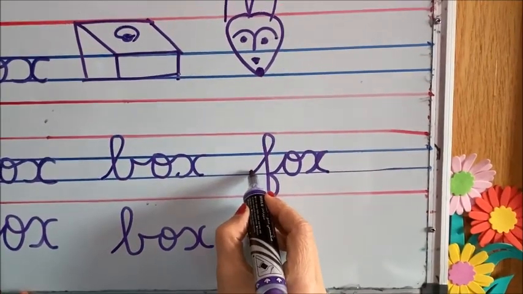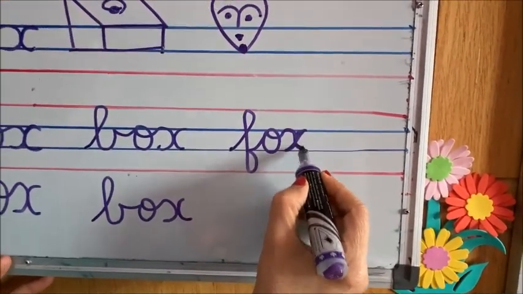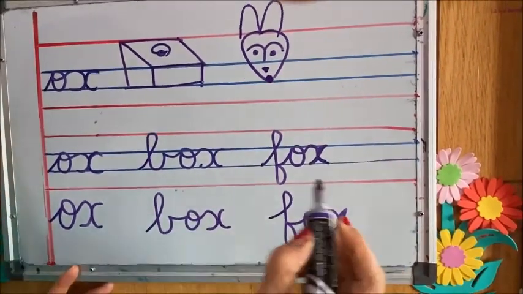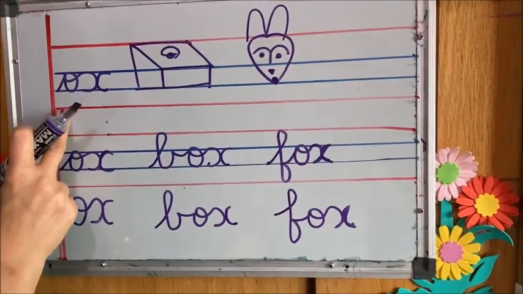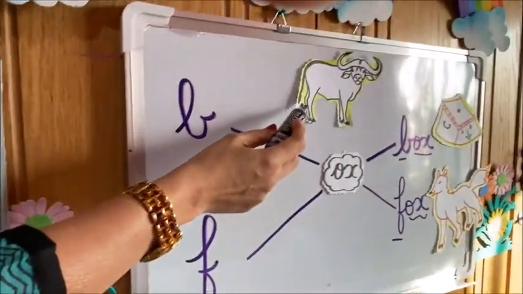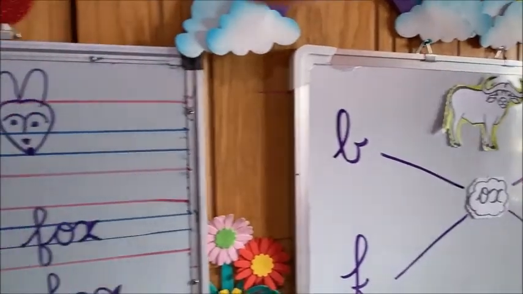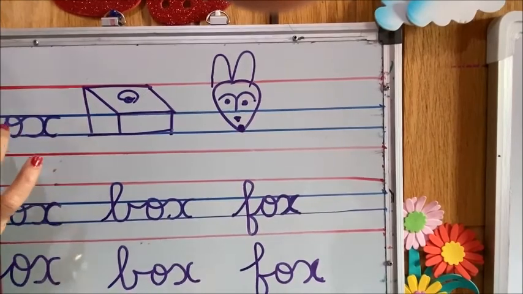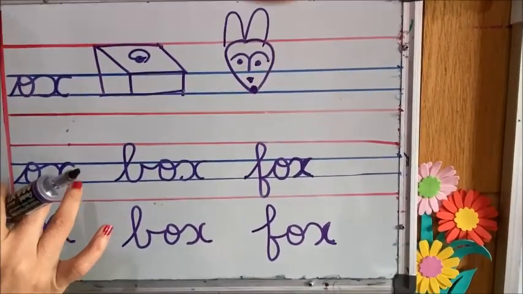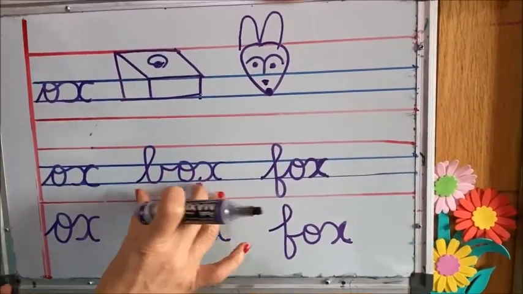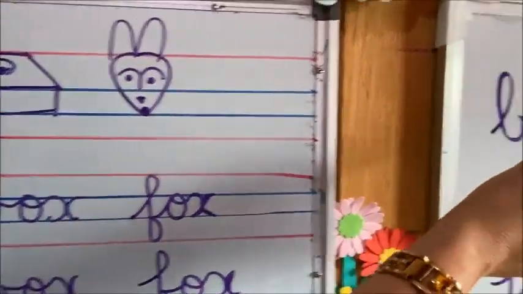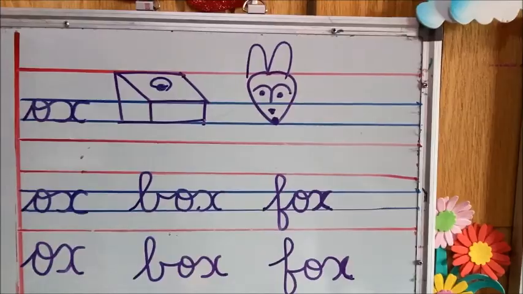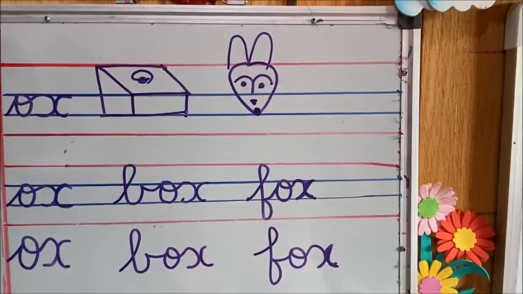F is the first sound. Ox is the family sound. F, ox, fox. Now, I did not give you the picture of ox. This is the picture of ox, isn't it? You need not draw that. Let this be a family sound only. Ox is a family sound, and the words with ox are box and fox. This is only for you to understand what ox is. These are the two words which we learn from the ox family.